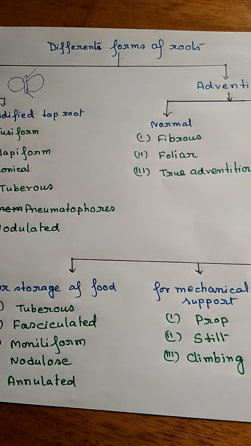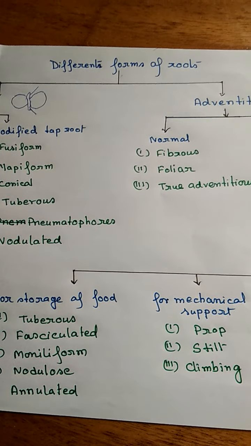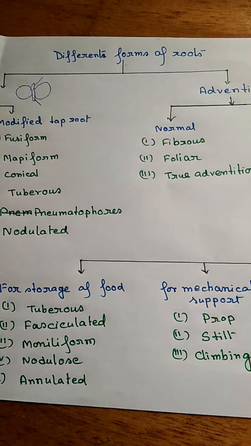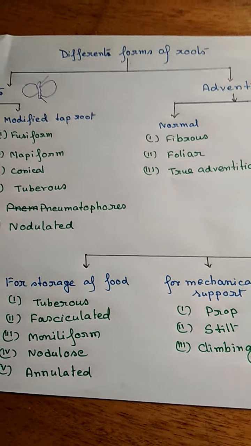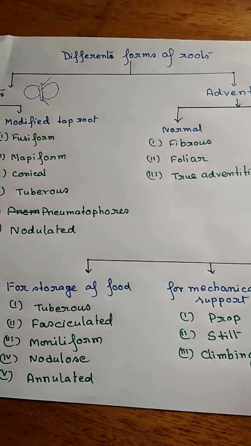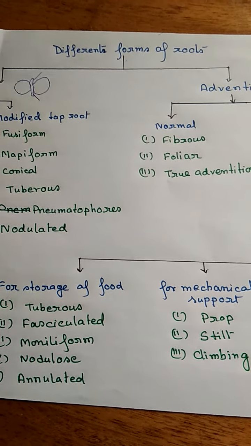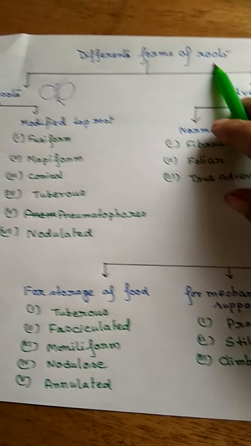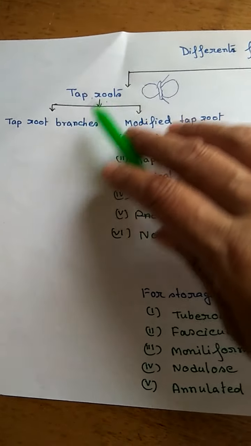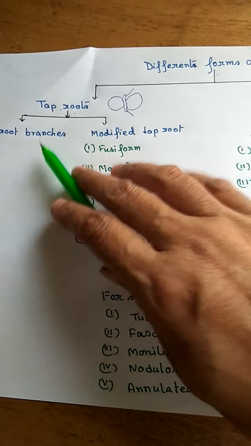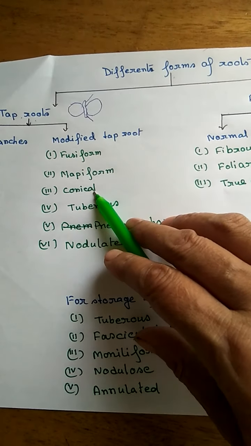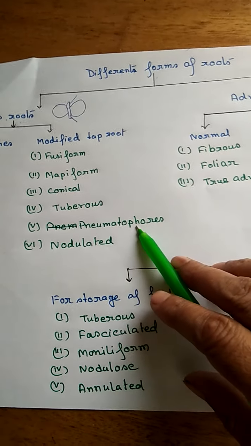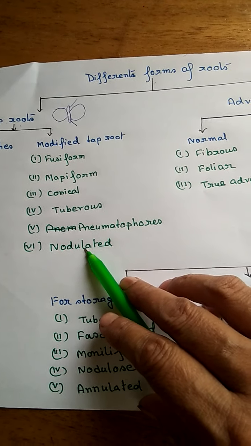So students, this is all about the root. Now you have to draw the flow chart as a whole. Whatever flow chart I have given to you, you have to draw each one separately, and at the last you have to draw the flow chart as a whole for the roots. So that one is the taproot system. What is taproot? You know about that. For modification: fusiform, napiform, conical, tuberous, then pneumatophore and nodulous.